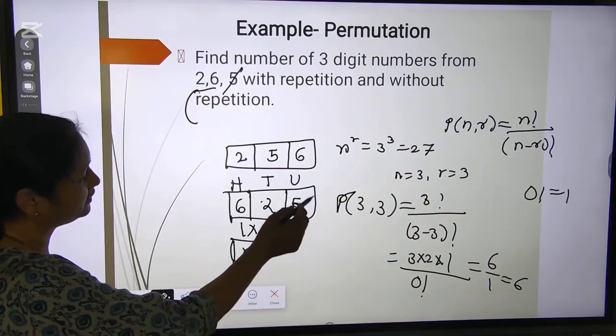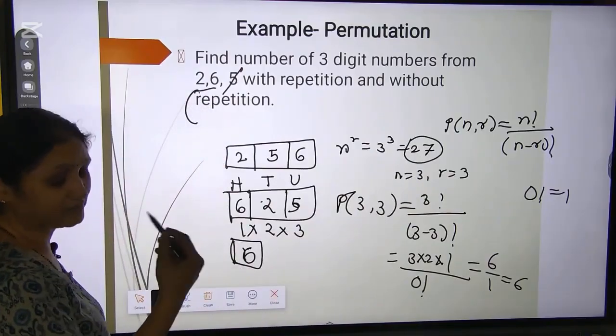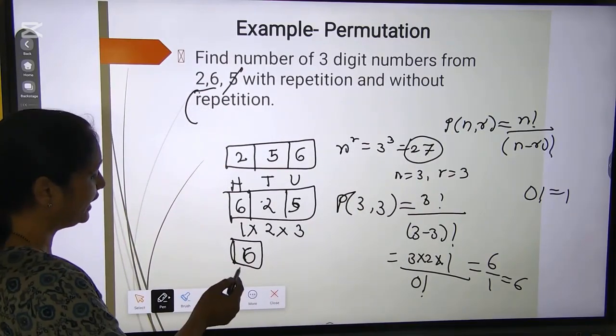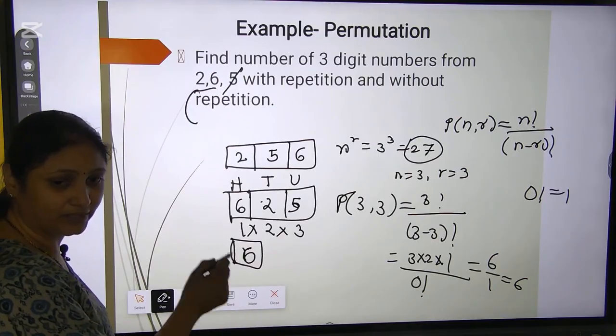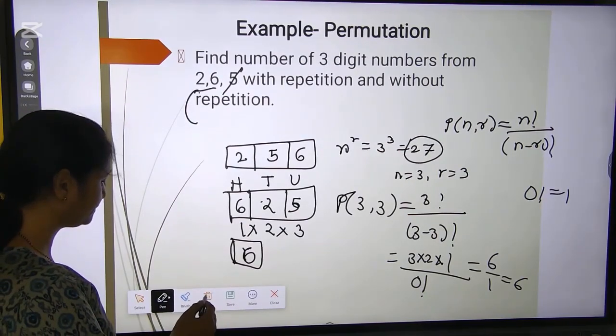So if we have to repeat the elements, we have 27 choices, or we can form 27 3-digit numbers, and without repetition we can form only 6 3-digit numbers.